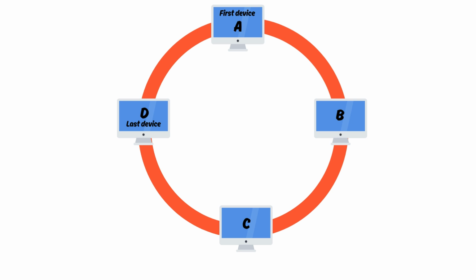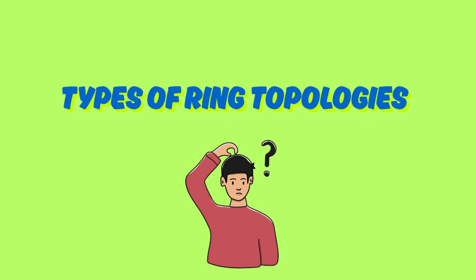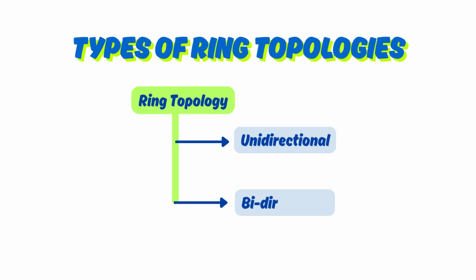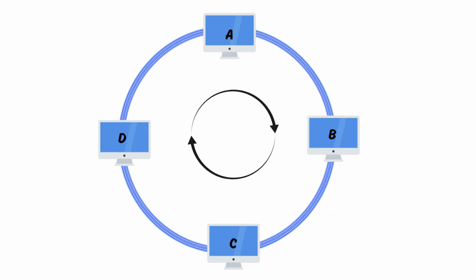Now we are going to learn about the types of ring topology. The ring topology comes in two different categories. The first one is called unidirectional ring topology, while the second type is called bidirectional ring topology. In unidirectional ring topology, the data flows in one direction only, either clockwise or anti-clockwise. It is very simple and cheaper, but if a particular device fails, then it can break the entire communication path.